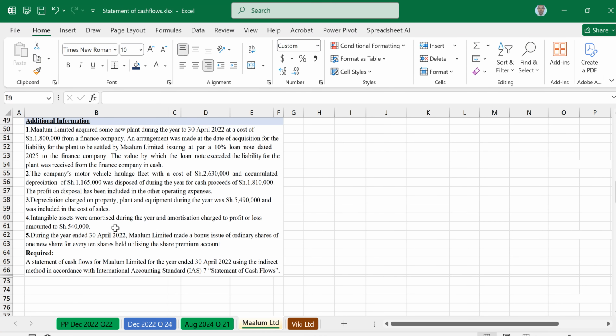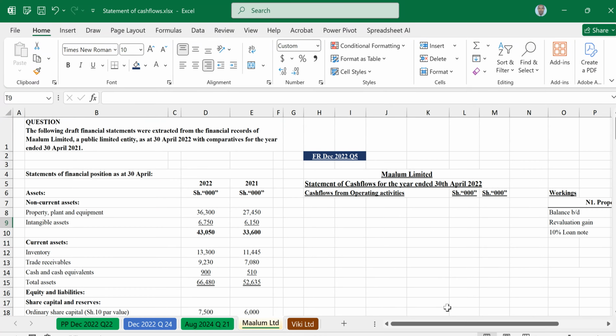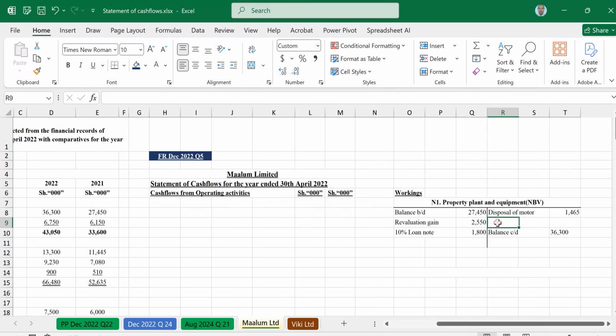Then since it is reported at net book value, depreciation is also going to affect the property, plant and equipment. So depreciation was 5,490. Then at the end of the day, we'll be having a balance carried down, which you've been given. So we have the balance carried down already.